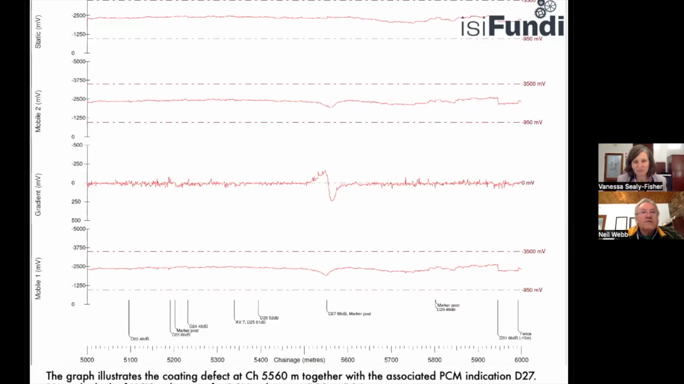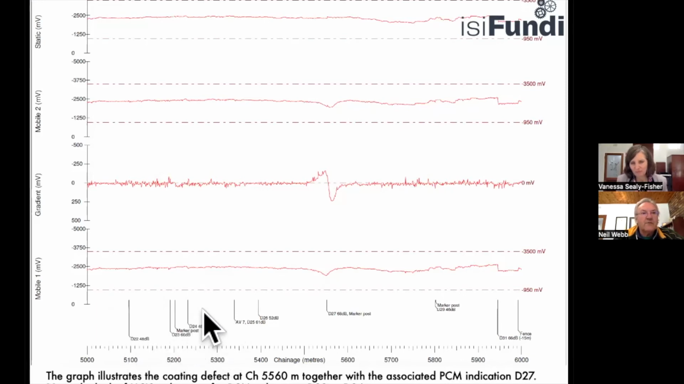Here we can see one of the defects that was in fact identified. What is also interesting about this graph is it goes back to what we were talking about earlier with the survey techniques. It's important to use the correct survey technique, because you can see a number of defects that are marked.